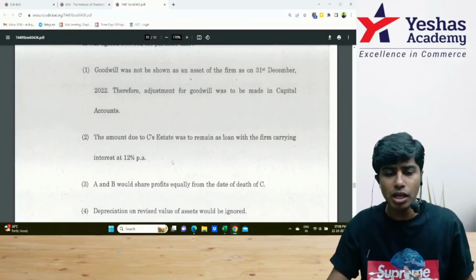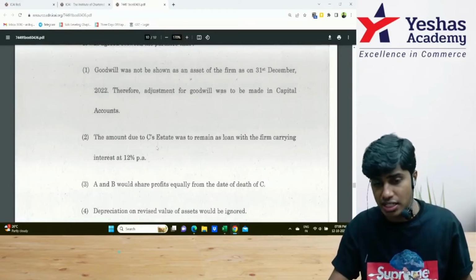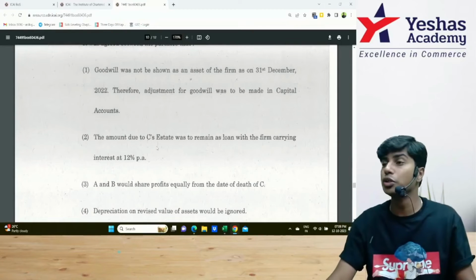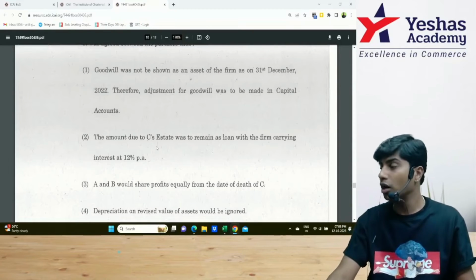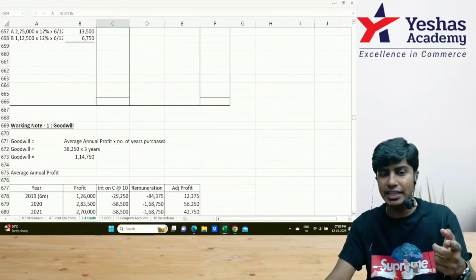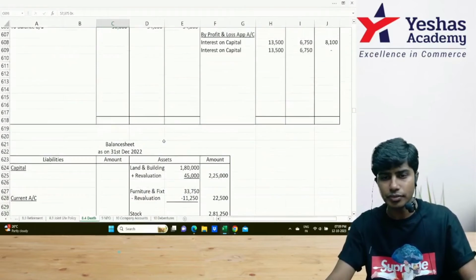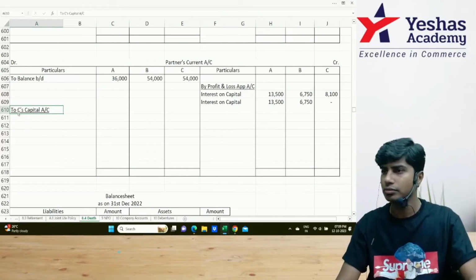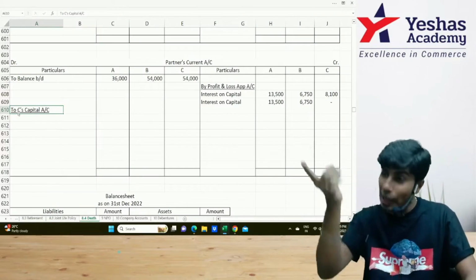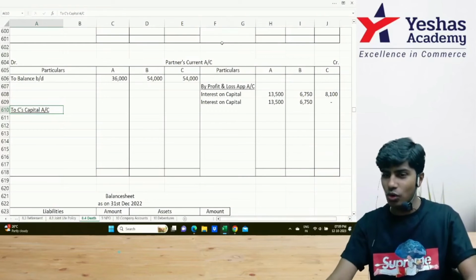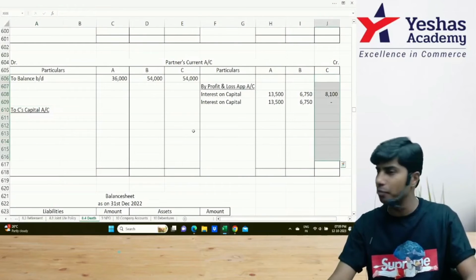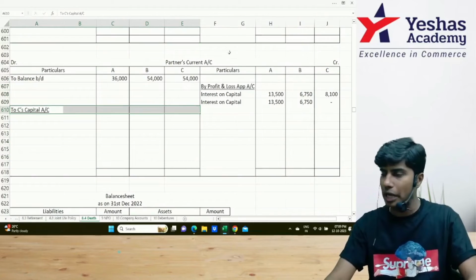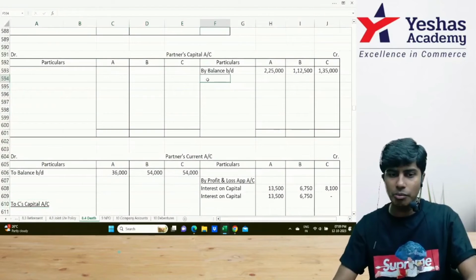We will do that. The amount due to the deceased's estate was to remain as a loan with the firm, carrying interest at 12%. So we should not pay him the money. Whatever balance is there in his current account, we will transfer to the capital account. How much? We don't know. From the current account, whatever balance we get, this 8,100 plus some goodwill adjustment, we get the amount as a balancing figure. That will be transferred to the capital account, and in the capital account it will come on the credit side.